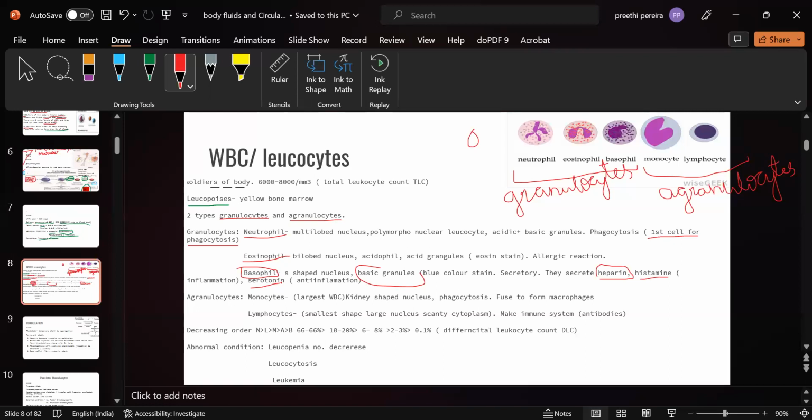Serotonin. So doctors sometimes, if you have inflammation or swelling in your body, apply some cream to it. When you apply that lotion or cream ointment, it will reduce your inflammation. That ointment will contain serotonin, which is going to reduce the inflammation. So it is anti-inflammatory. Okay. Next is about agranulocytes. In agranulocytes there are only two, monocytes and lymphocytes.